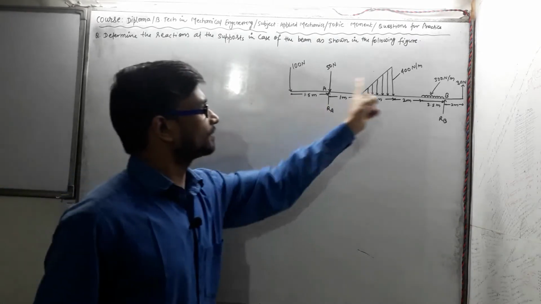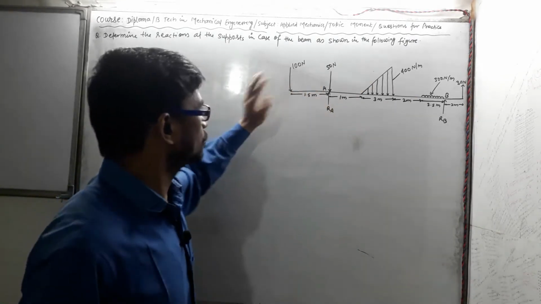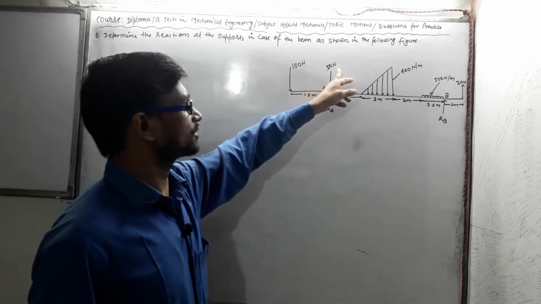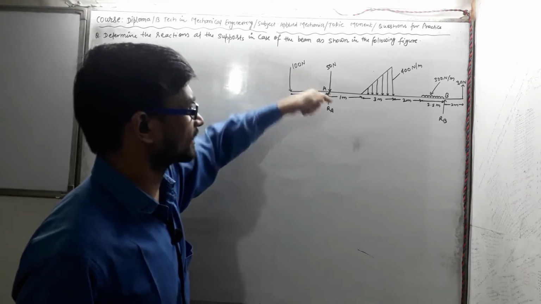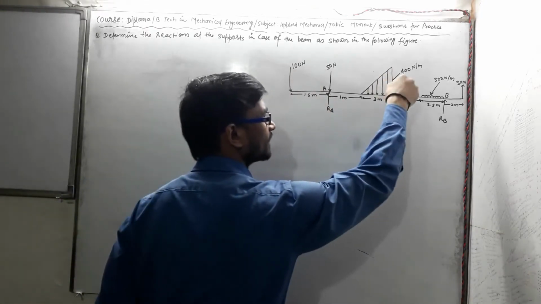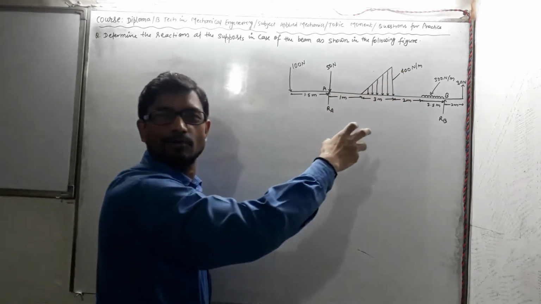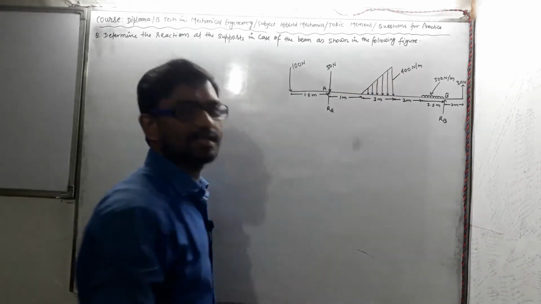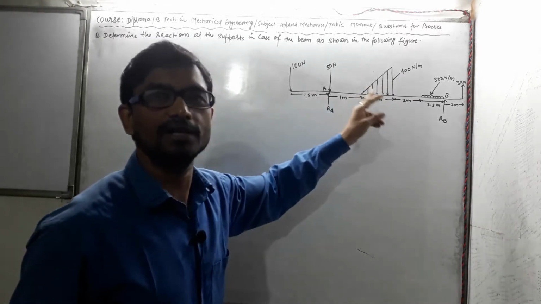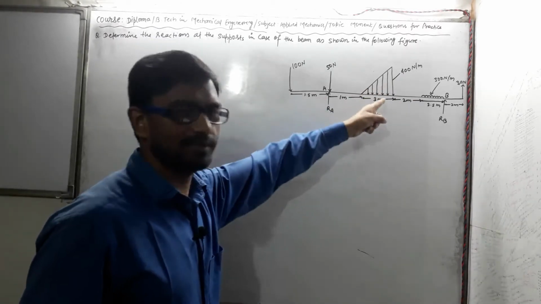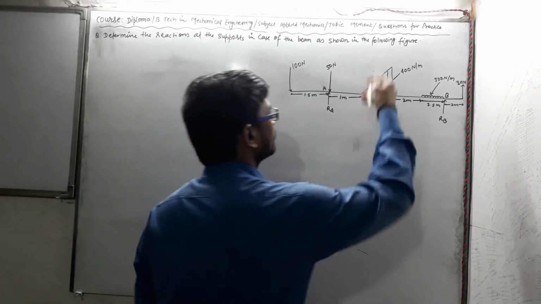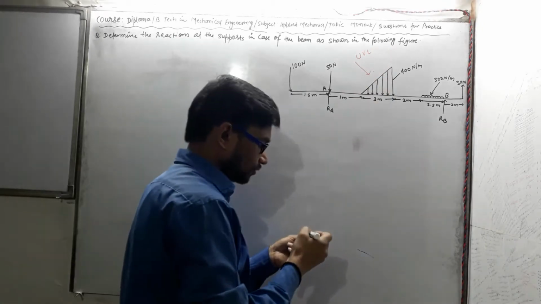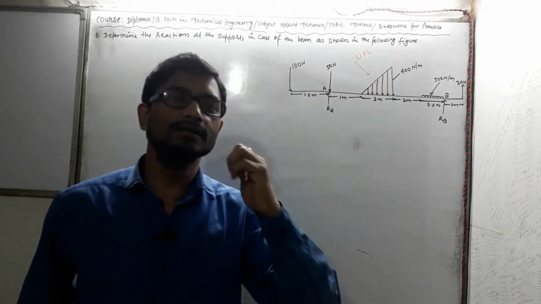A beam is given which has different loads. At this point a 100 Newton load is acting in downward direction, 50 Newton is acting at point A in downward direction, and there is one special type of force distribution, distributed in a triangular shape. This is also known as a uniformly varying load, in short UVL. So UVL means uniformly varying load.